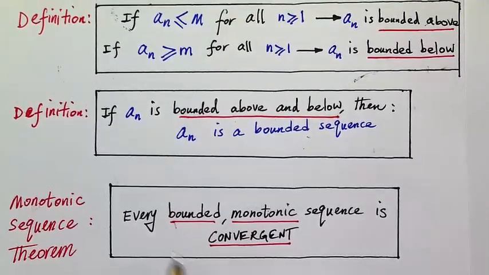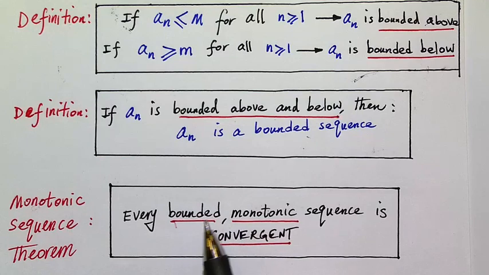And finally, the monotonic sequence theorem says that every bounded monotonic sequence, remember, bounded sequences are the sequences that are bounded below and above, and monotonic meaning it's either increasing or decreasing, is always convergent. So if we have a sequence that is monotonic and it's bounded below and above, then the sequence for sure is convergent.